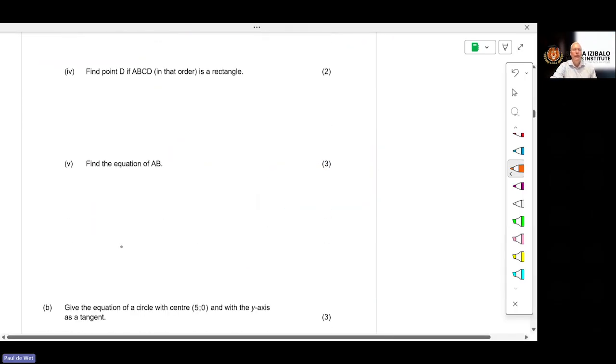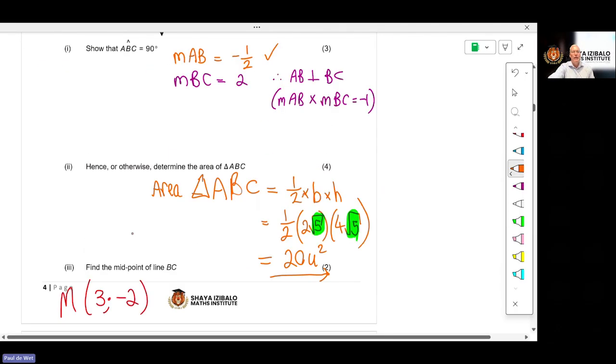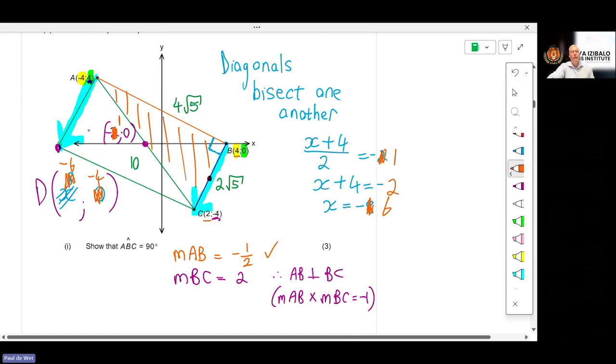All right. Then it says, what's the equation of AB? The equation of this line over here. Yes, we've got some answers.